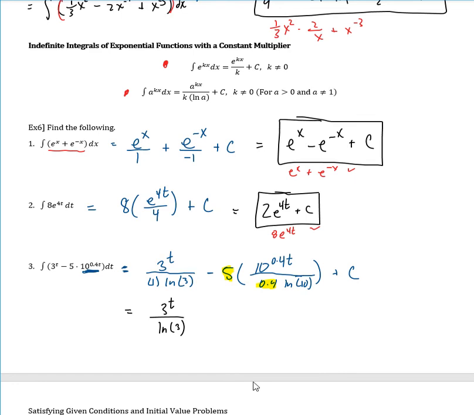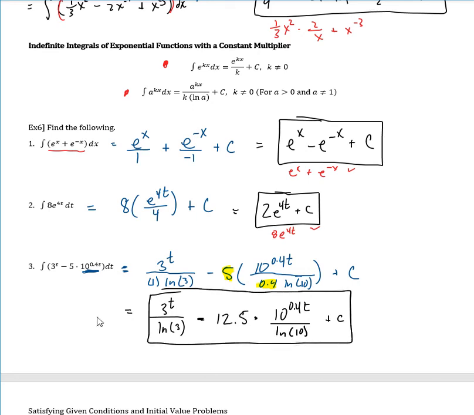Okay, so the highlighted became minus 12.5. And then we'll do times, we'll do the dot symbol like how they did it, times the 10 to the 0.4t over the natural log of 10. And then plus our constant. And there it is. And again, we could check.